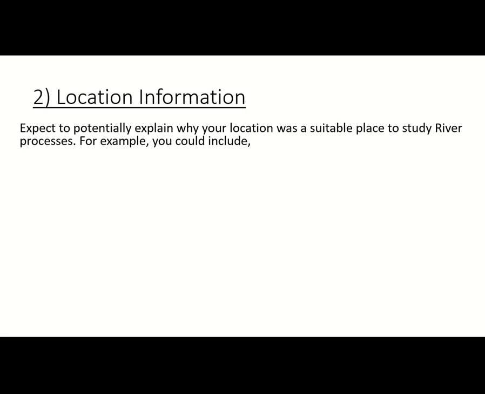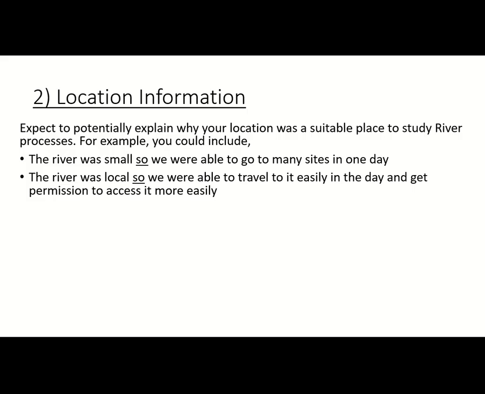Okay, so the second aspect of fieldwork investigation then is looking at location. You could expect to maybe explain why your location was a suitable place to study river processes. You can't just say because it's a river. Okay, that's too vague. What I mean by that is you could say something like the river was small, so we were able to go to lots of sites in one day. So that tells you why a small site is suitable. It's a good location to use. You're justifying why you've chosen the Swannington Beck. So it's small, so we could go to lots of sites. It was local, so we didn't have to travel very far.